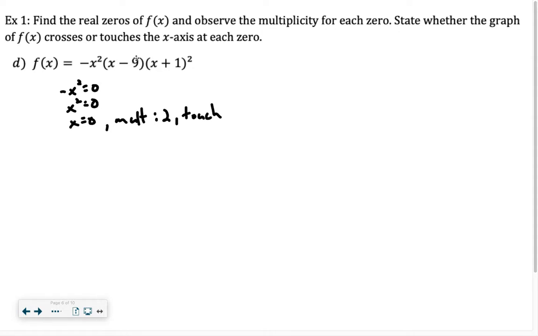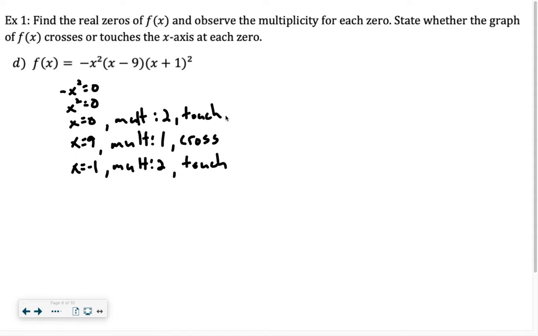My next 0 is going to be +9. It has a multiplicity of 1, which means the graph is going to cross the x-axis since that's odd. And finally, I'll have x equals -1. Its multiplicity is 2, which means the graph just touches at that point.